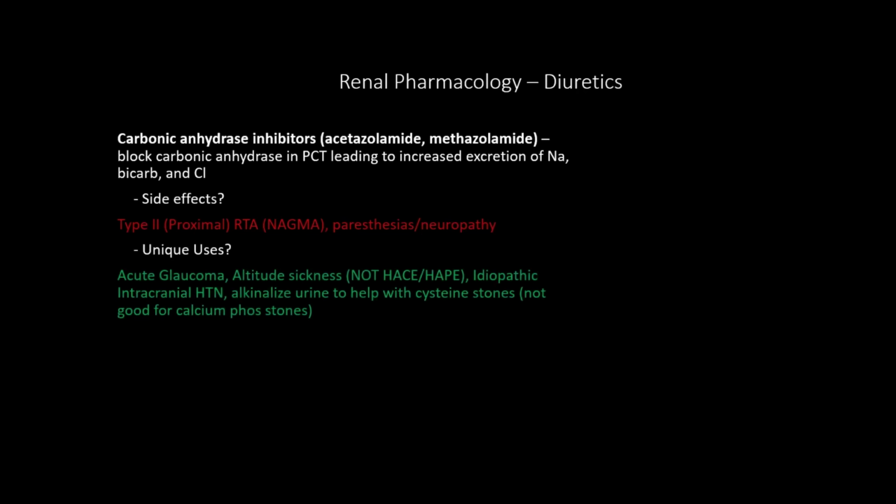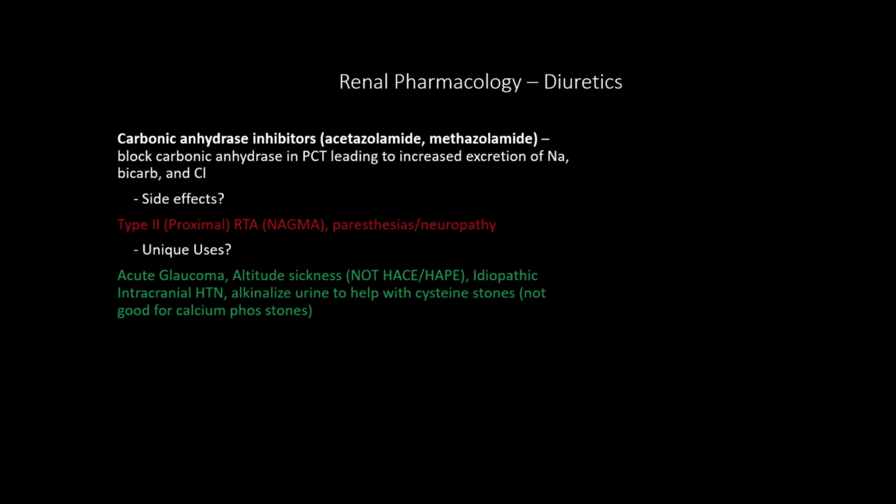Acetazolamide does not really play as much of a role. But as far as the primary altitude sickness, this one would be what you would reach for. You mentioned acute glaucoma and intracranial hypertension, both very good thoughts and common uses for this, as well as alkalizing the urine to help with cystine stones.